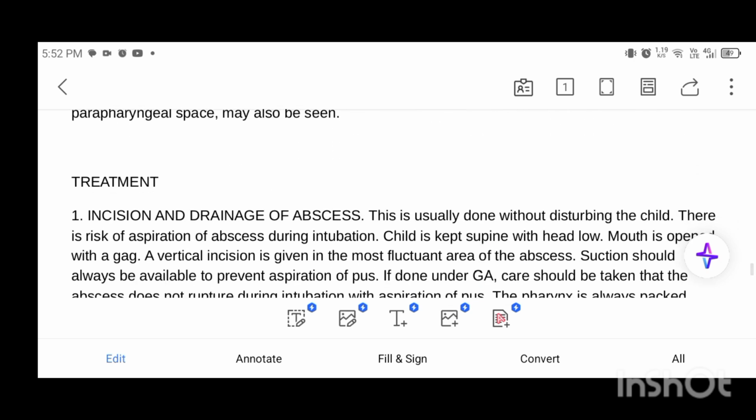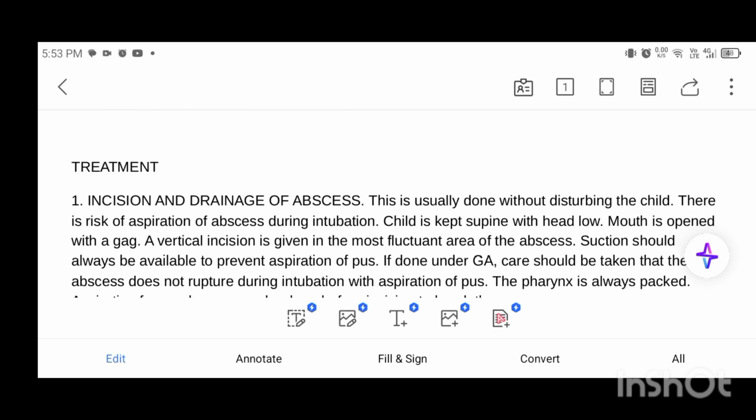Now, what is the treatment? Treatment is simply incision and drainage of the abscess. We approach the abscess by the intraoral route, or if there is a chronic retropharyngeal abscess, we approach it through the sternocleidomastoid muscle. In the intraoral route, we first approach the pharynx, and then behind the pharynx we approach the retropharyngeal space. The patient is kept supine with the head low, and the mouth is open with a gag. I'll show you the picture, and the pus is drained.